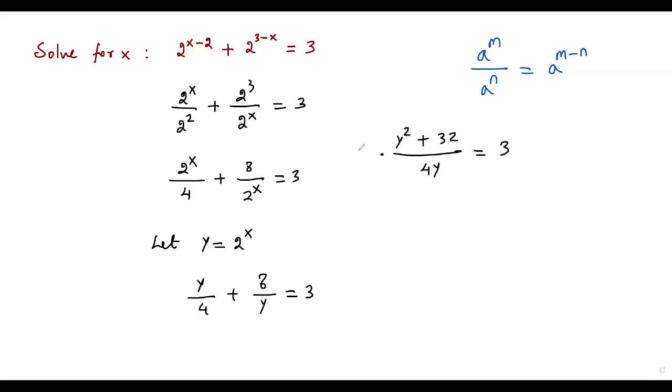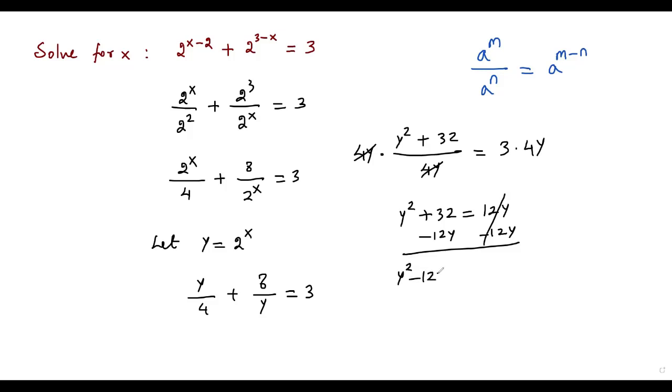Now I multiply both sides by 4y to get rid of the denominator 4y on the left side, so this 4y will cancel out. I'm getting y squared plus 32 equals 3 times 4y, which is 12y. Now I subtract 12y from both sides, and the positive 12y and negative 12y cancel out. I'm getting y squared minus 12y plus 32 equals 0. Now I have a quadratic equation, and I have to solve it.